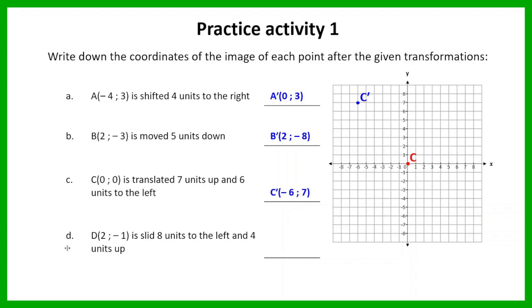And then the last one, the point D is 2, minus 1. So that's going to be over here. We need to slide that 8 units to the left and 4 units up. So we're going to go 1, 2, 3, 4, 5, 6, 7, 8 to the left. And then 1, 2, 3, 4 up. And that'll give us a point about over there. And that is the point D prime, which has the coordinates minus 6, 3. So that's what we should have got for each of those questions.